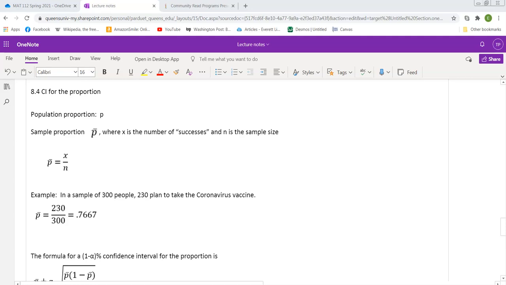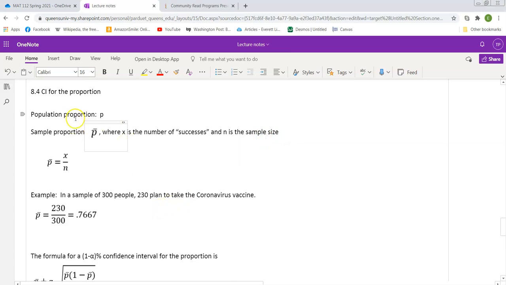Hi everybody, welcome to section 8.4, which is the section on the confidence interval for the proportion. So in this section we've got a new statistic parameter pair. Just like we had the sample mean as the best point estimate for the population mean, and the sample standard deviation as the point estimate for the population standard deviation, now we have the sample proportion, which has the symbol P bar, as the best estimate for the population proportion P.